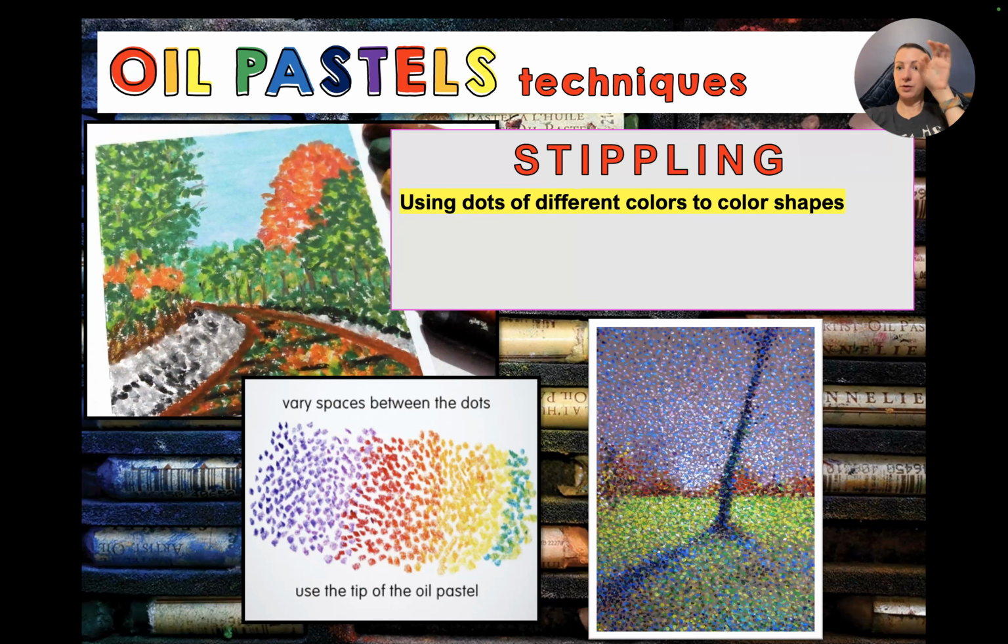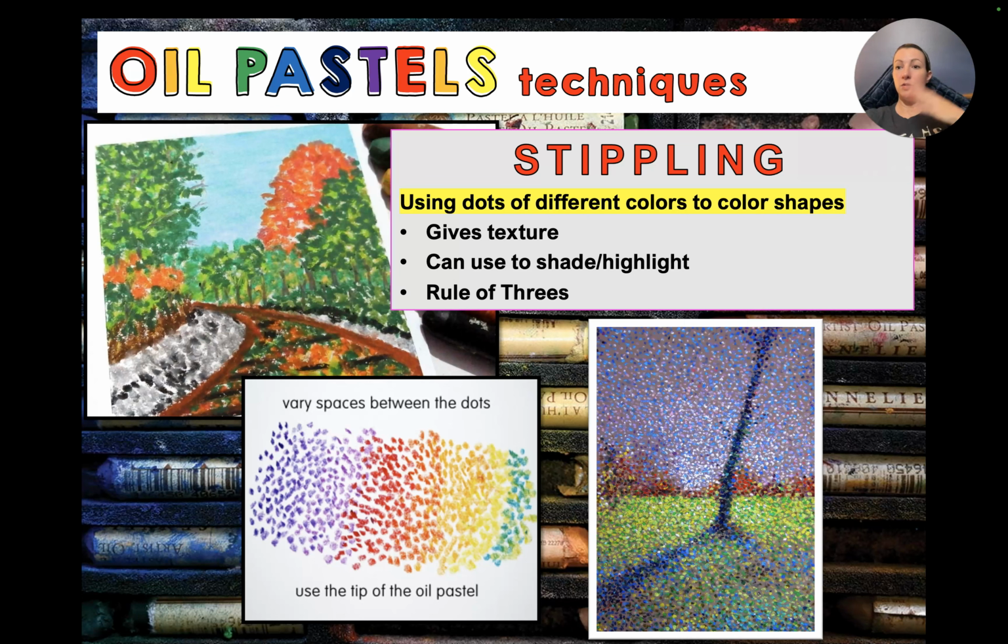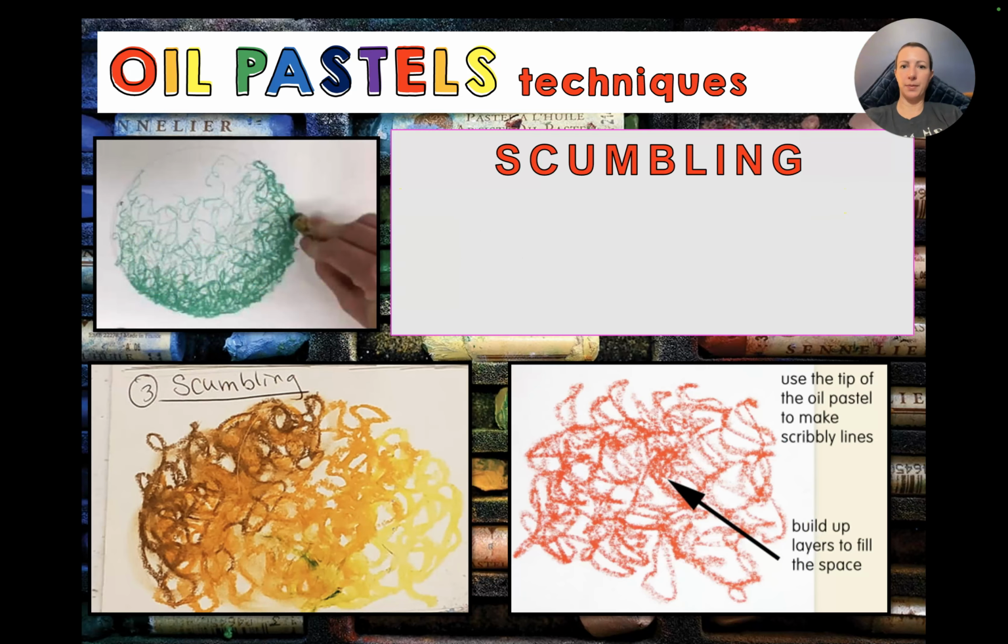Stippling is using different dots of colors to color shapes. So it gives texture. When I make dots, I like to make little swirl dots. You can use it to shade or highlight. And you also use the rule of threes with stippling. I like to use that because it creates an optical blend where your eye blends the colors together when you step away.